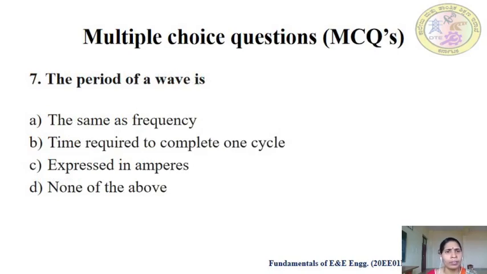The next one: the period of a wave is the same as frequency. Here the period is given as time period, the same as frequency. Second option, time required to complete one cycle. Third, is expressed in amperes. Fourth, none of the above. The time period of a wave is the time required to complete one cycle. That is solution B.